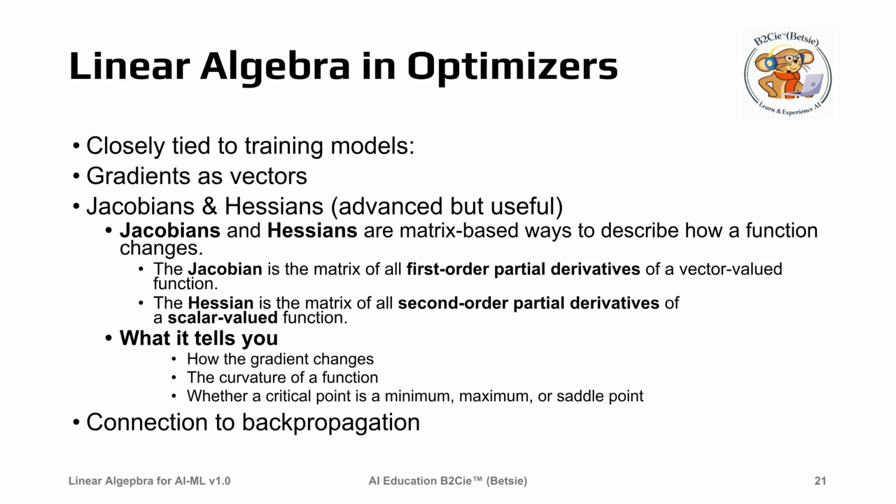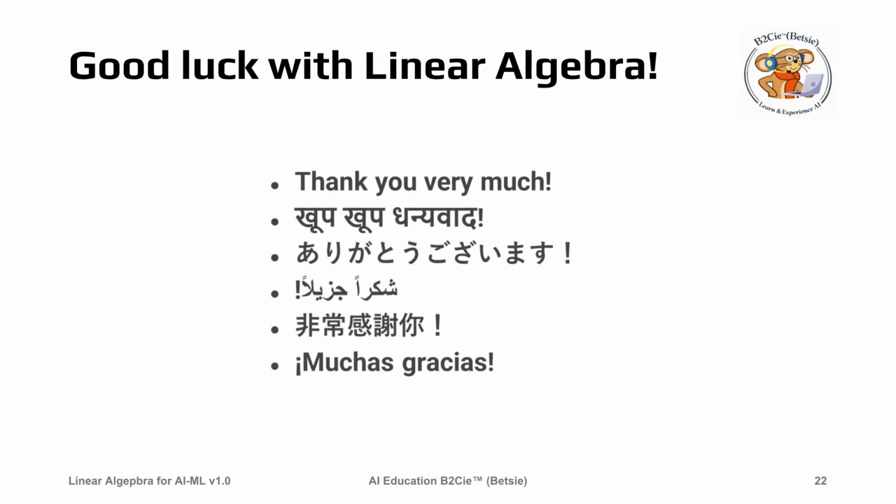Linear algebra is closely tied to training models, especially through gradients represented as vectors. Advanced concepts like Jacobians and Hessians, which are matrices of partial derivatives, describe how functions change and help in understanding the curvature for optimization. This concludes our focused look at the essential linear algebra concepts for AI and machine learning. Keep practicing these concepts as you delve deeper into building and optimizing your models. Good luck!